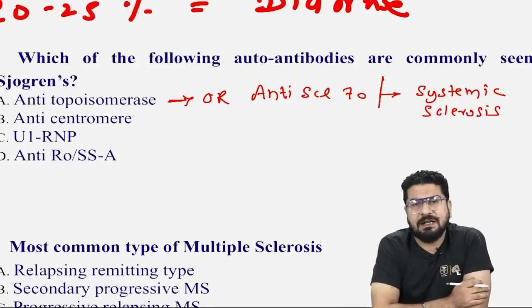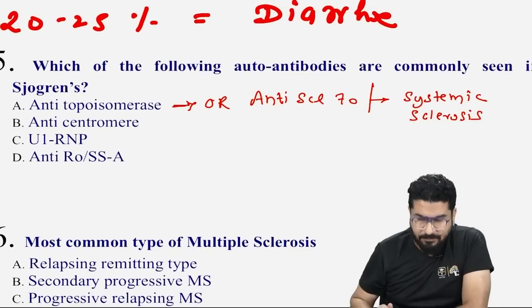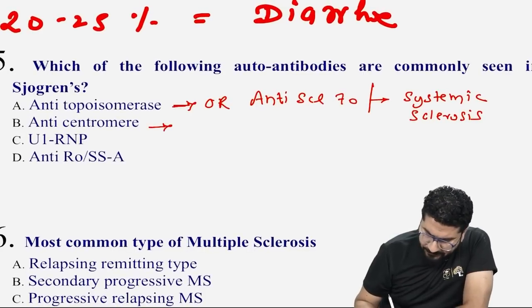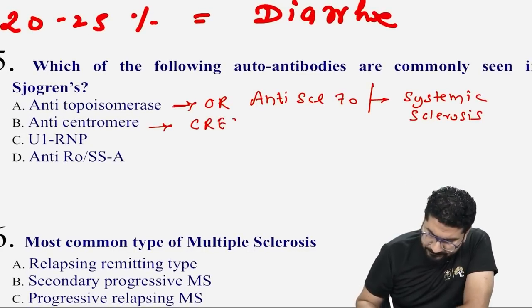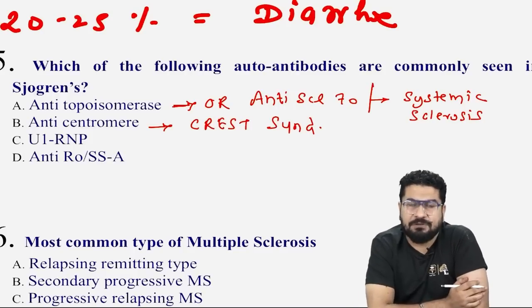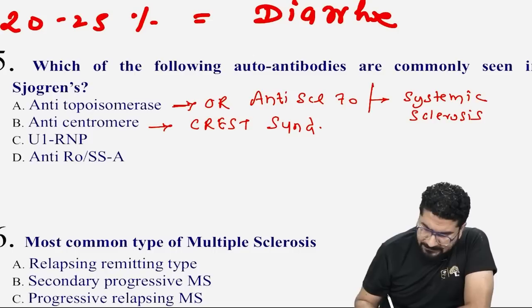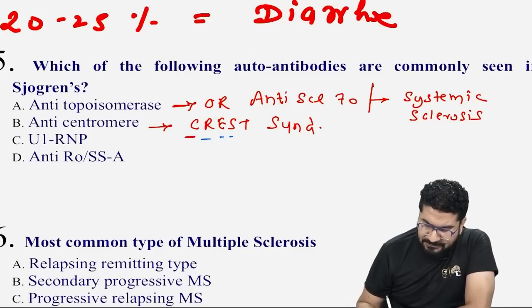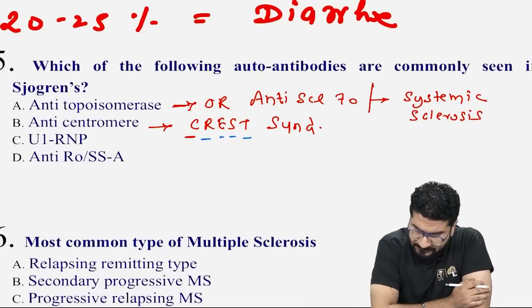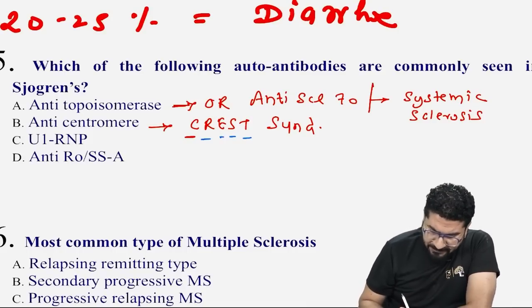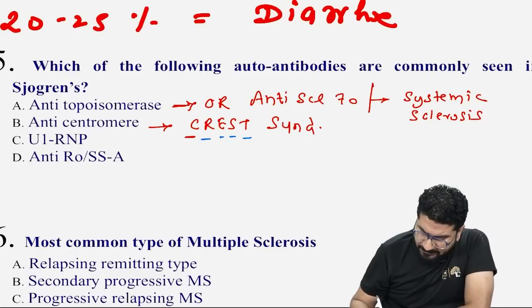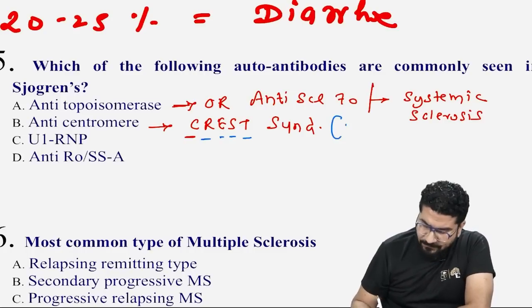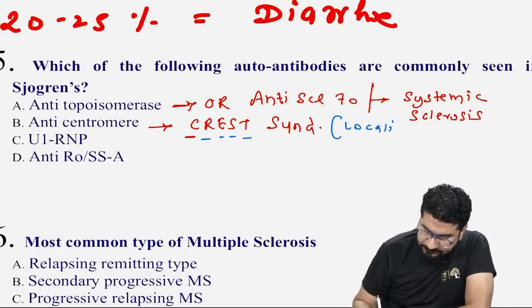So we'll see anti-topoisomerase there. If I say anti-centromere, it is seen in CREST syndrome. Anti-centromere antibody you will see in CREST syndrome. CREST stands for calcinosis, Raynaud phenomenon, esophageal dysmotility, sclerodactyly, and telangiectasia. So in CREST syndrome you will see anti-centromere antibody. Remember, this is a localized form of scleroderma.